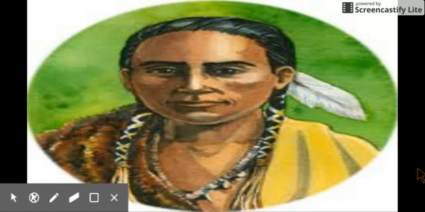This is a picture of Squanto. It's a painting of him so you can know that he looked like a Native American at this time with the feathers in the hair and the headdress as well as the necklace.